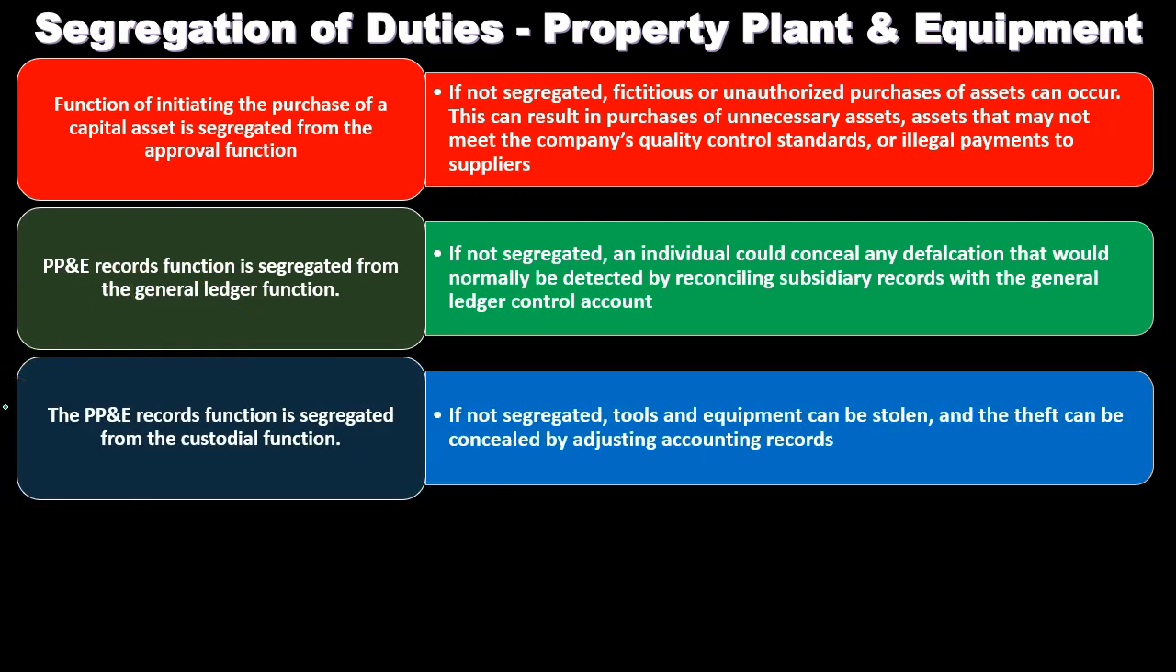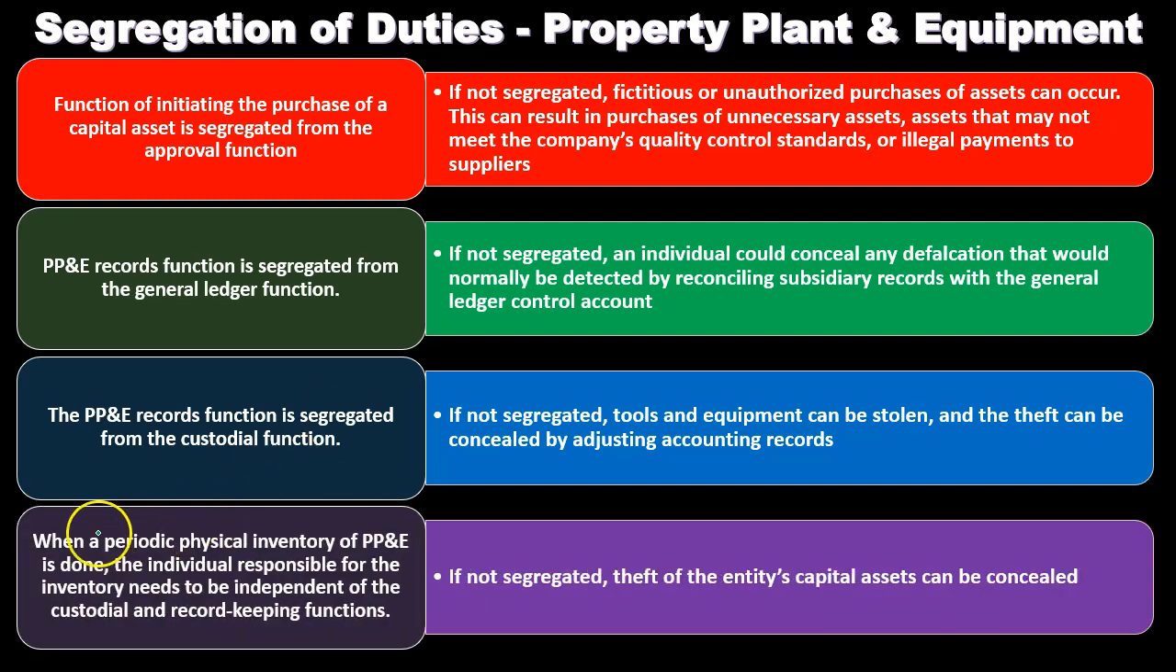The property, plant, and equipment PP&E records function is segregated from the custodial function. So the PP&E records, and then the custodial, the people that are basically taking care of or overseeing the actual maintenance or the caretaking of the property, plant, and equipment. You consider them having basically possession in some sense of the property, plant, and equipment. If this was not segregated, tools and equipment can be stolen and the theft can be concealed by adjusting the accounting records. And then we have when a periodic physical inventory of PP&E is done, and this should happen periodically.